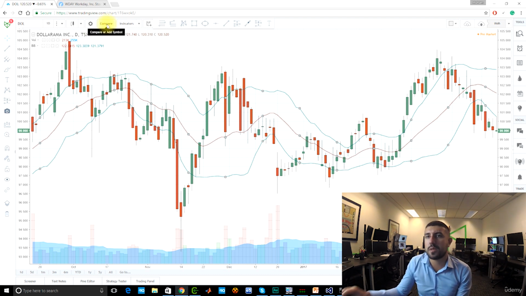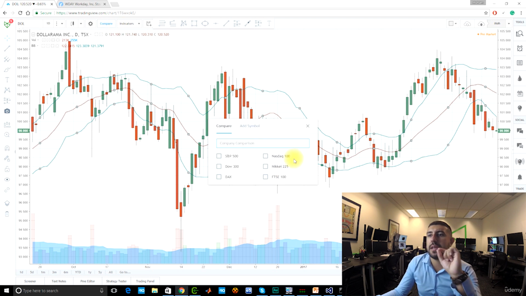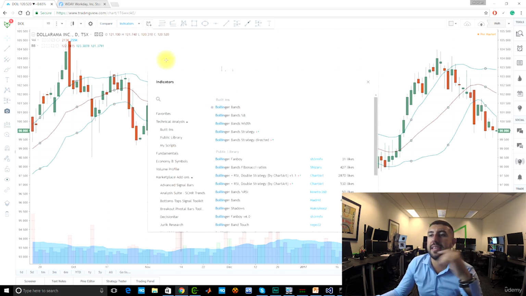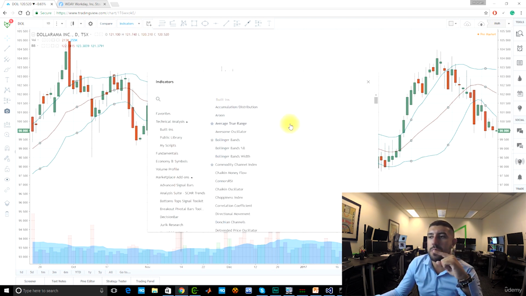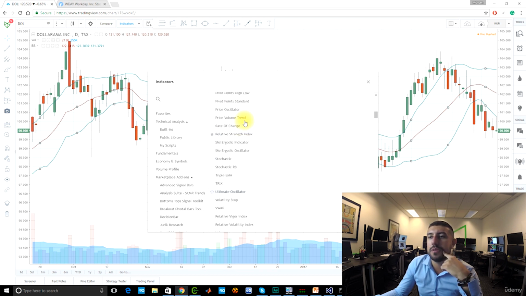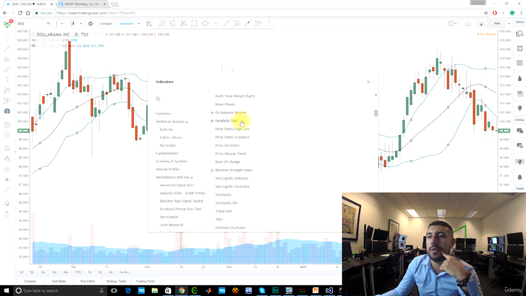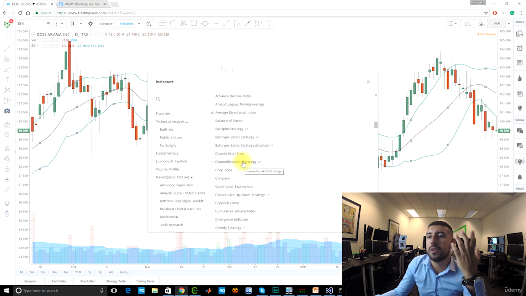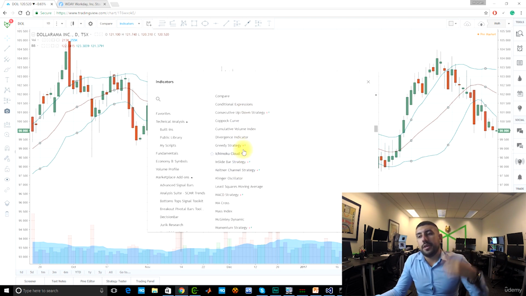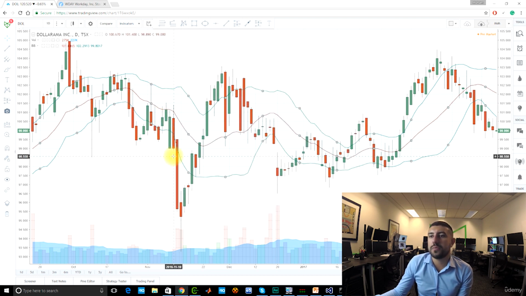But that being said, when you're looking at indicators, look at how many indicators there are. Parabolic SAR, moon phases, Hull moving average, chop zone. Okay, so all these indicators are built with these charts, right?